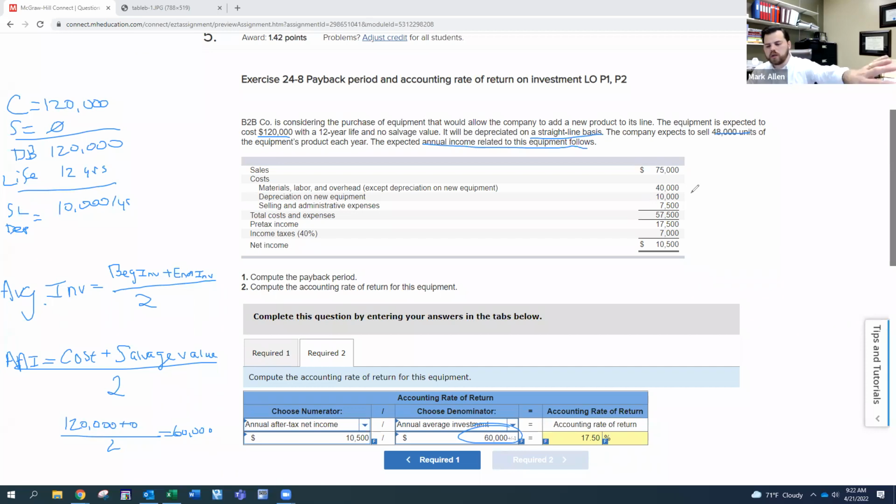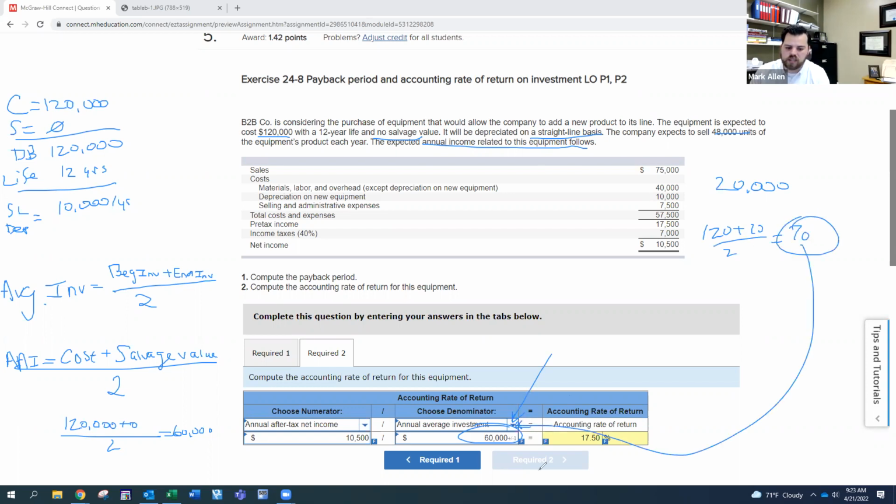The reason I wanted to show you all that explanation to the side is, in this case, you had no salvage. But if this had said you had a $20,000 salvage value, this right here would have changed to be 120 plus 20 over 2, which would be 70. Then this would be 70,000. Does that make sense? So I don't want you to think, oh, okay, it's just take cost divided by 2. No, in this case, that worked because there was no salvage. But had there been a salvage value, you would have absolutely needed to consider that.